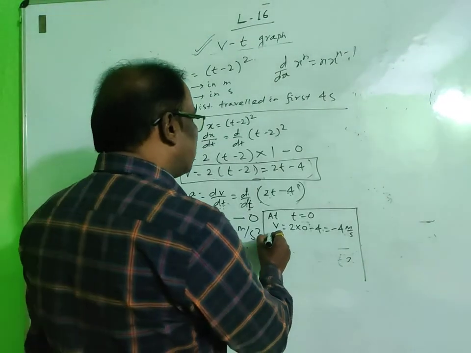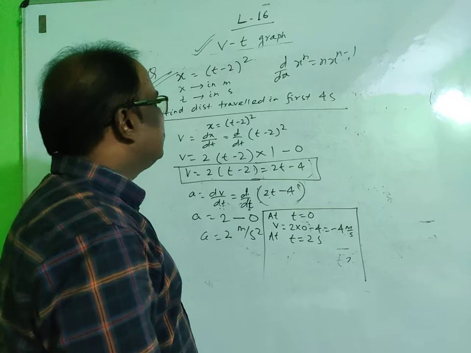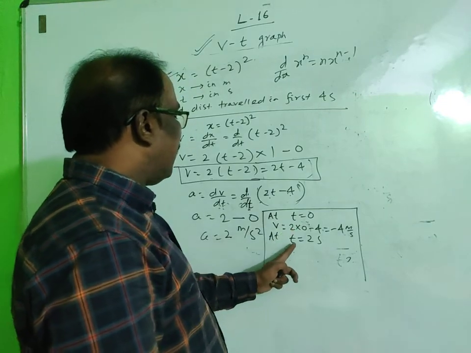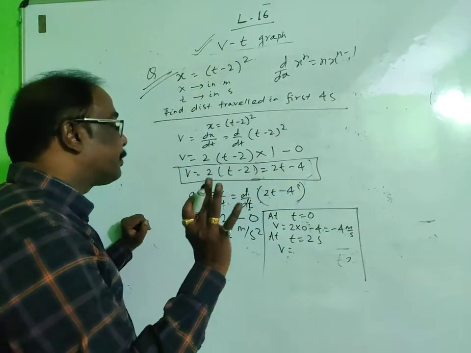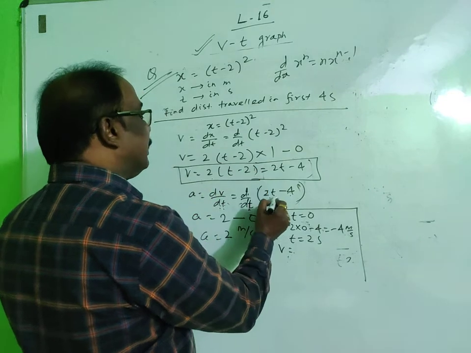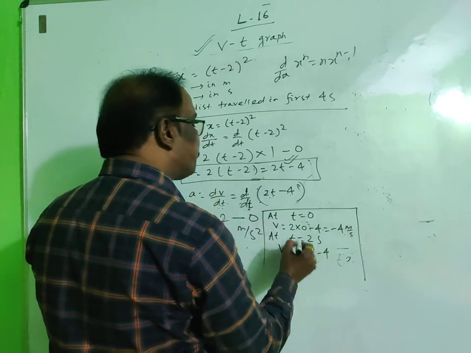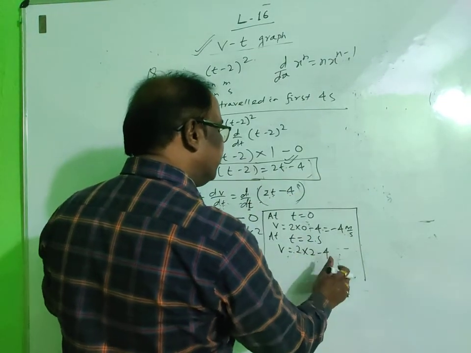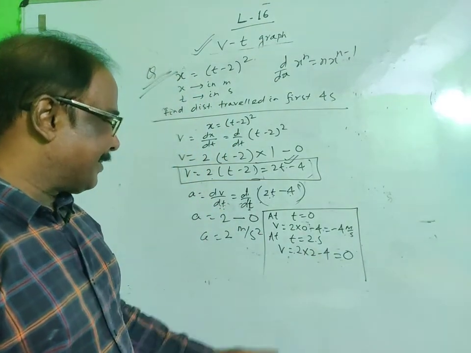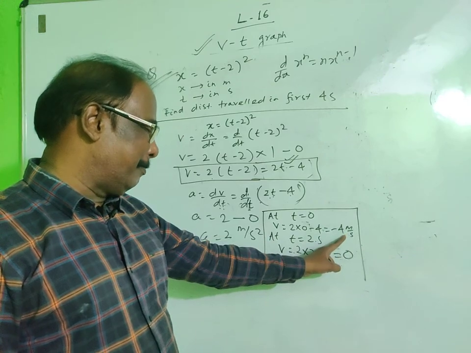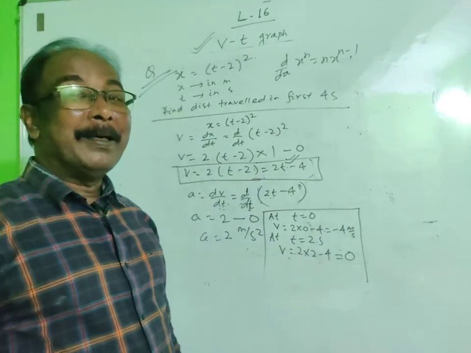Next, at t is equal to 2 seconds. It is asked in first 4 seconds, so at t is equal to 2 seconds, find velocity. Why I am doing this, you will understand. At 2 seconds, again put 2 in the equation for velocity: 2 into 2 minus 4, which is 4 minus 4, velocity is 0. See, this happens. Initial velocity is minus 4 meter per second. After 2 seconds, velocity is 0.